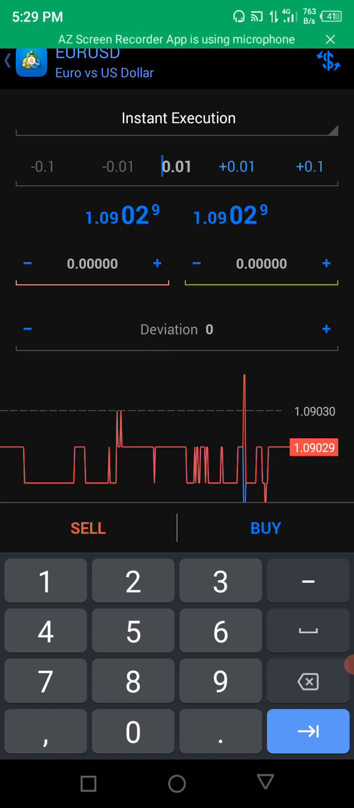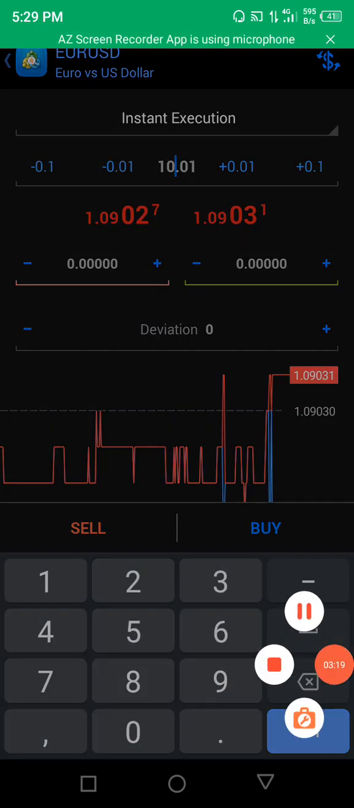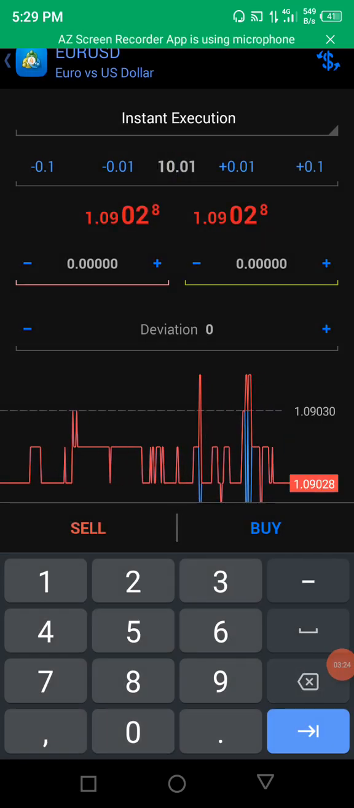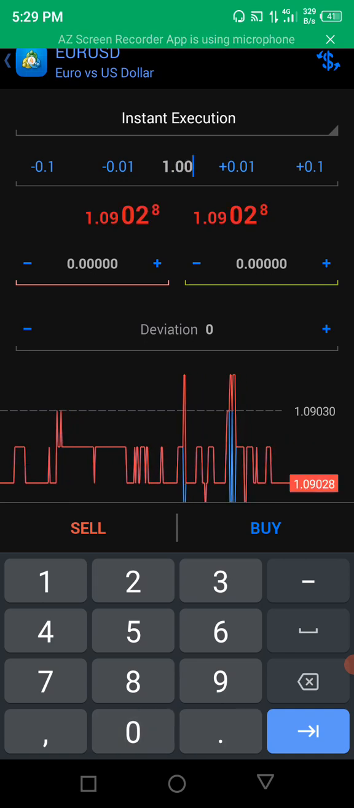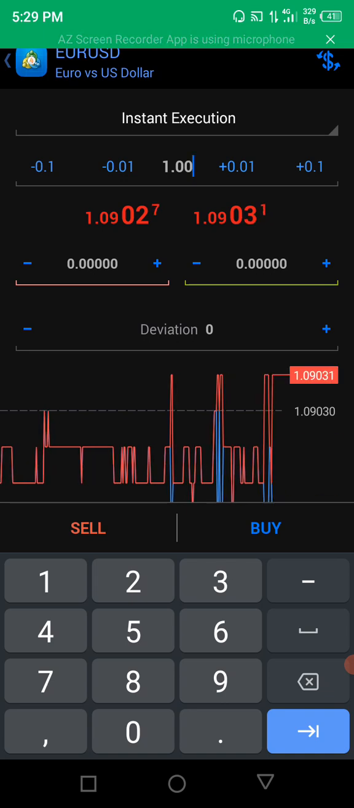If you want to put one standard, that will depend on you, depend on the amount of risk that you actually want to take in that particular trade.